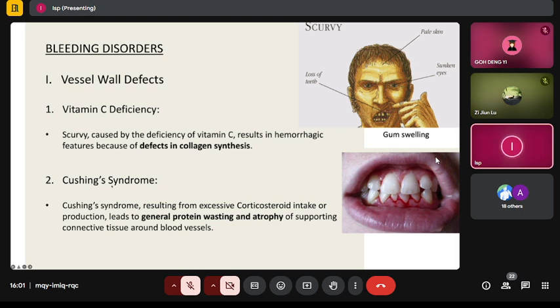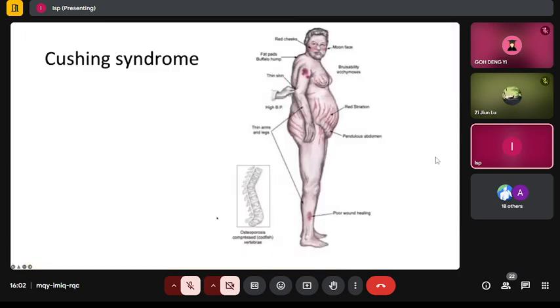Same goes for Cushing syndrome. Too much corticosteroid causes atrophy of the connective tissue and makes the vessels easily ruptured. Okay. So again, Cushing syndrome slides keep coming out. Know at least 5 features of Cushing syndrome. It will definitely help with your exam. So moon face, buffalo hump, thin skin, easy bruising, striae on the abdomen, and osteoporosis.